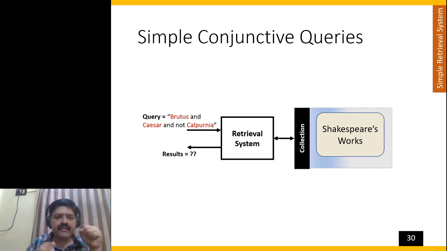So we are interested in digging into Shakespeare's works. Let's say that's our collection, and we want to find those documents which contain the words Brutus and Caesar, but the document should not contain Calpurnia, right? So now how do we extend the knowledge that we have so far into supporting this kind of a query which has and, or, and not, right?